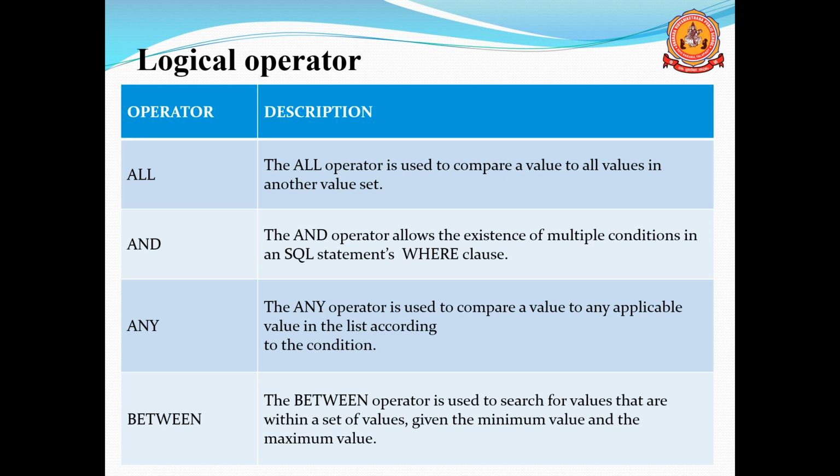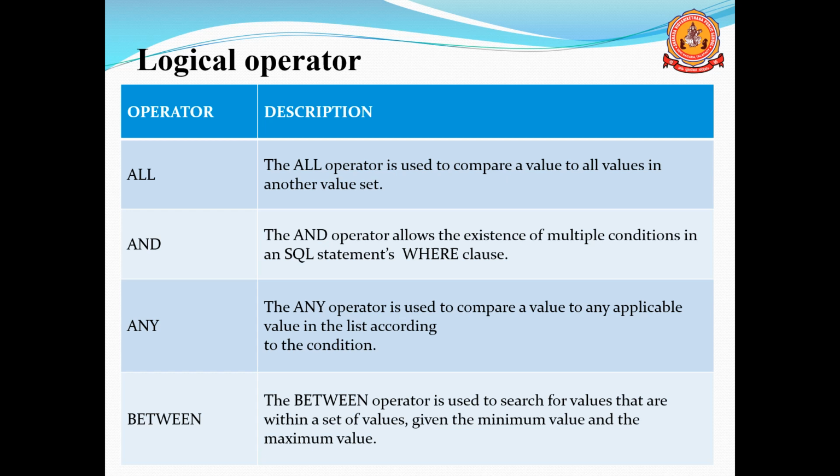The next one is the AND operator. The AND operator allows multiple conditions in an SQL statement's WHERE clause. When we provide multiple conditions and both produce correct output, both true, then we use AND. AND checks the left operand and the right operand, and both operands should produce a true value, then only AND will be true. Otherwise AND will be false.